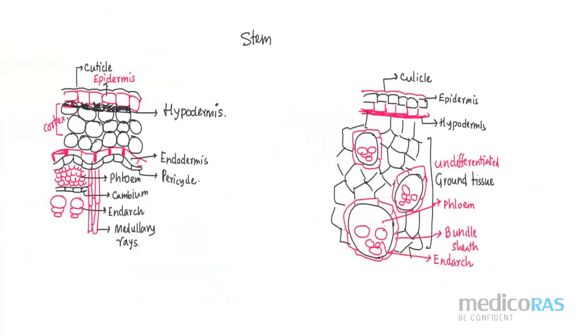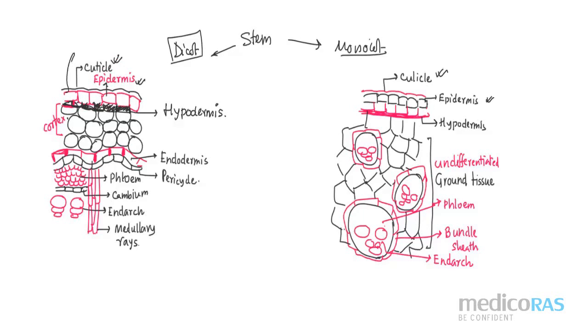So here we have drawn the structure for the dicot, whereas in this case we have drawn the structure for the monocot. Let us see their difference. Now you can see here, this is the cuticle layer which is present on top of the epidermis. Here also we have the cuticle layer on top of epidermis. That means the cell structure is same.